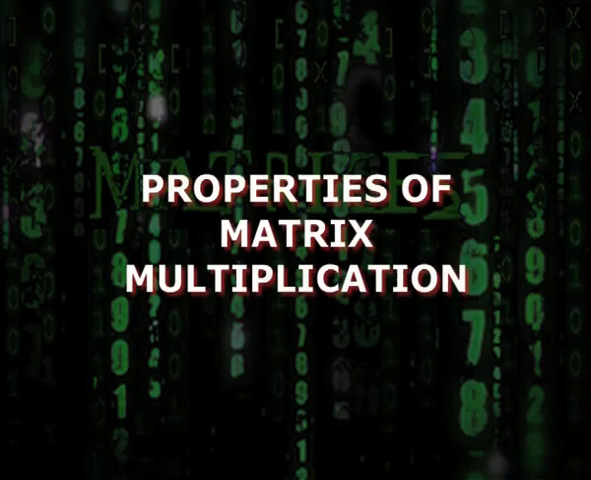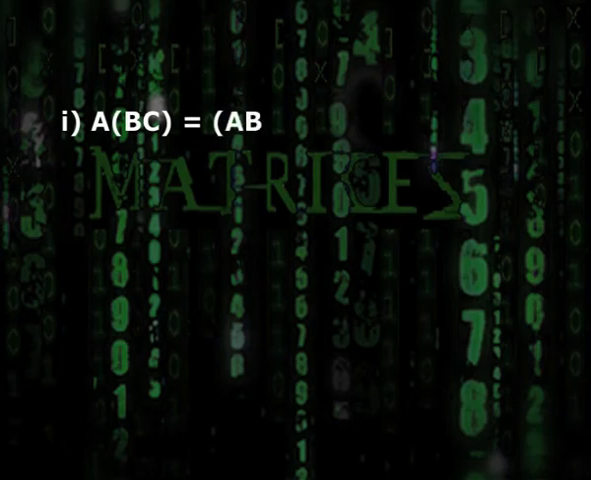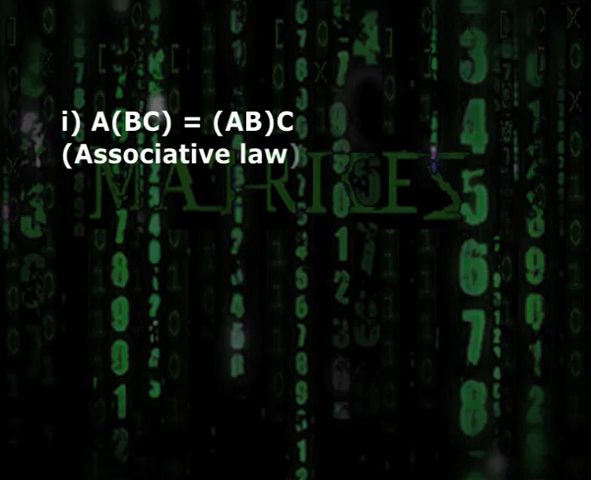Now let's see some of the properties of matrix multiplication. Here again, let us assume A, B, C are three matrices of order M by N, N by P and P by Q respectively. Then the first property says that A multiplied by the product of B and C is equal to the product of A and B multiplied by C. So this is again the associative law.